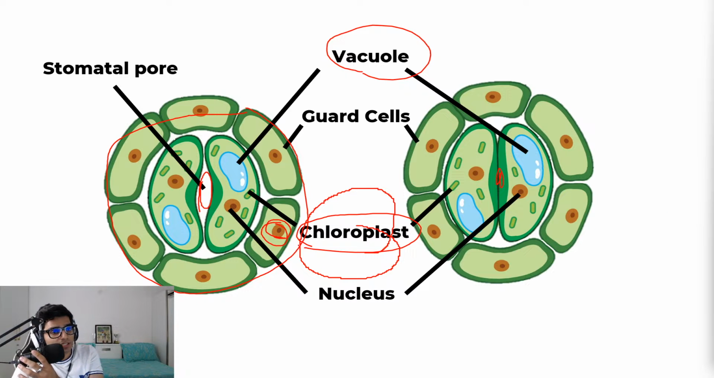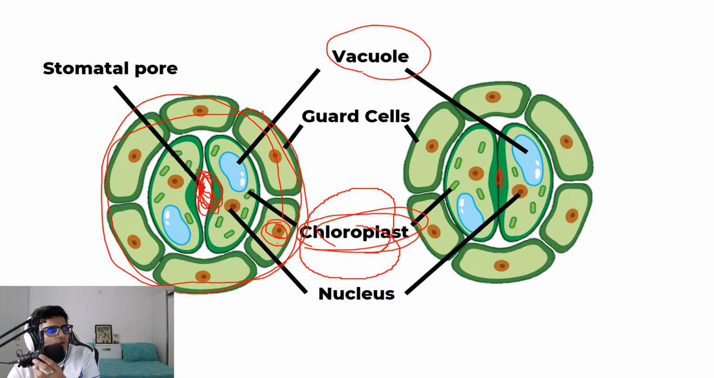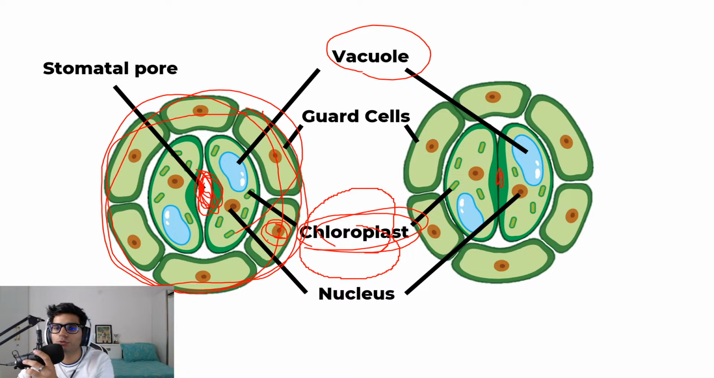And then there is the diagram right here. You can see the vacuole. You can see the stomatal pore. From here, the CO2 will come in and go out. Chloroplast is the green pigment. We have guard cells so that the plants don't damage themselves. And then there is a nucleus.